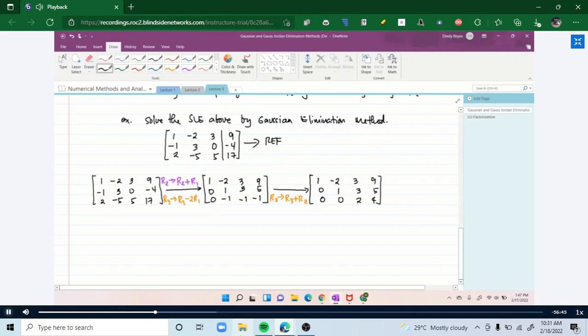And then finally, we have to have a leading entry in the third row. And we can have that by multiplying row 3 by 1/2, right? So for row 3, we are changing row 3, multiply row 3 by 1/2, 1/2 R3, so that this becomes 1, right? So we now have 1, negative 2, 3, 9.